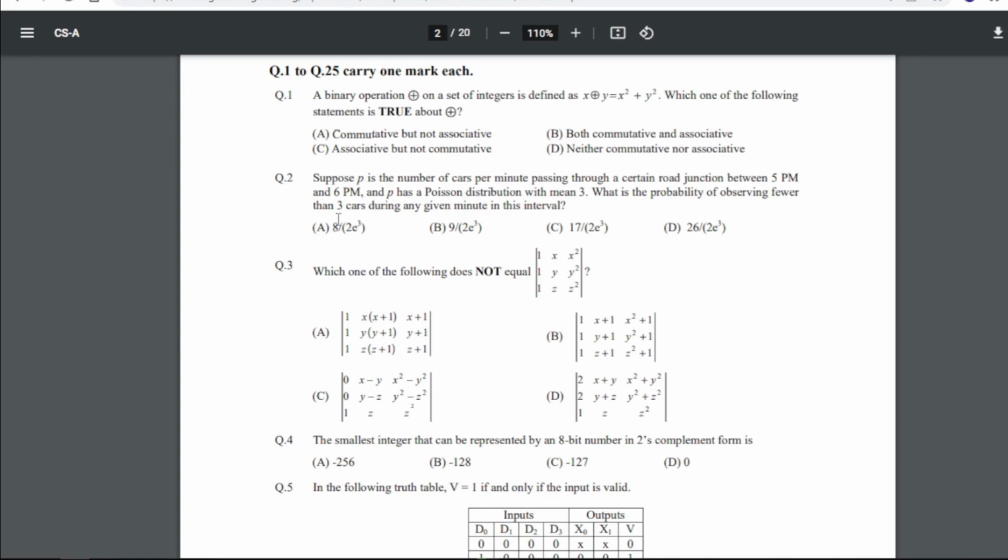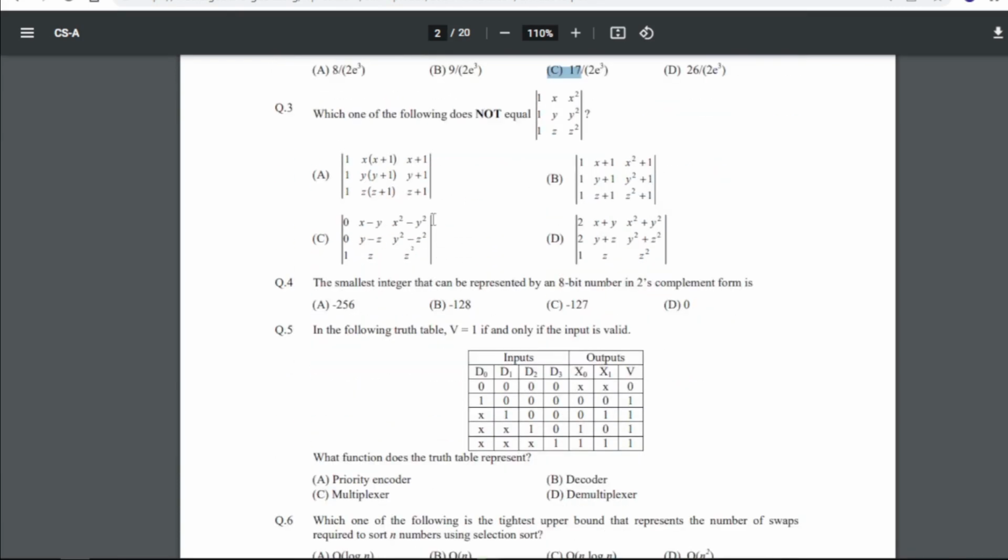Second question is, suppose P is the number of cars per minute passing through a certain road junction between 5 p.m. and 6 p.m. and P has a Poisson distribution with mean 3. What is the probability of observing fewer than 3 cars during any given minute in this interval? So for this, the answer is C, actually 17 divided by 2e square.